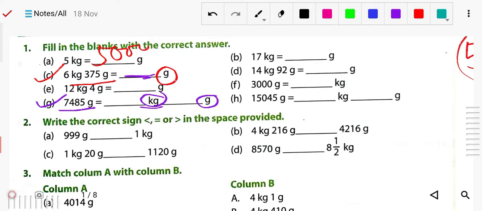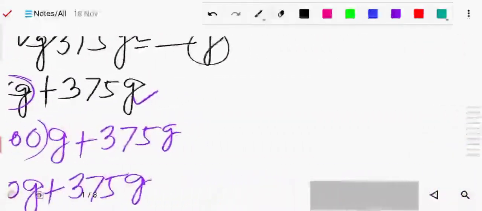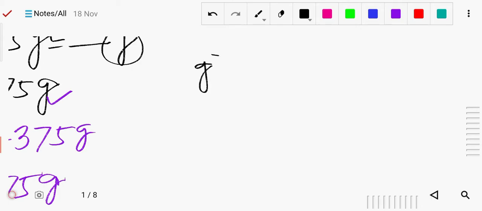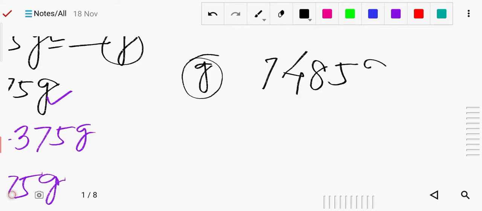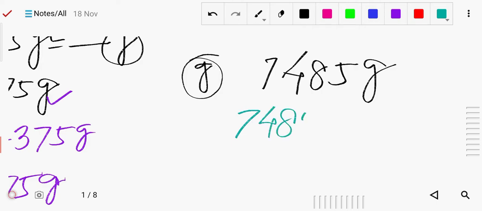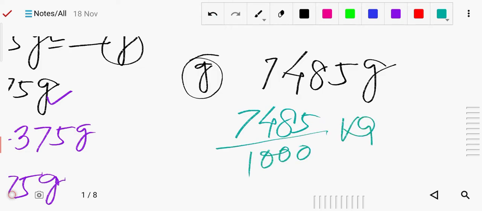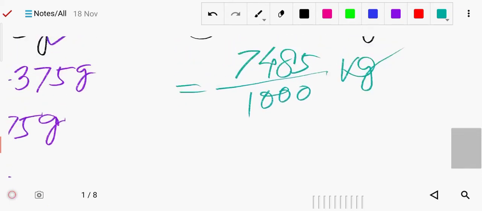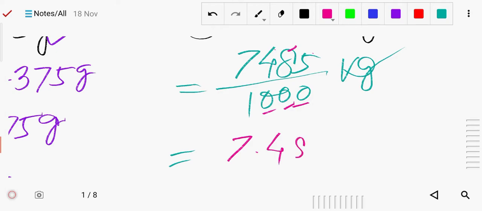So it is 7485. So simply you can divide. So it is number G, 7485 gram. Okay, so now we have to convert in the kg. So you can divide 7485 and divided by 1000. So now it became kg. Okay, so we know that count the point 0 1 2 3. So they put 1 2 3, so there will be decimal. So 7.485 means after 3 will be the decimal and it is now kg.